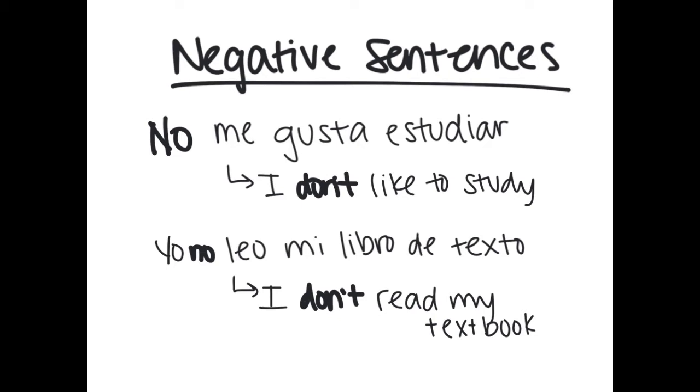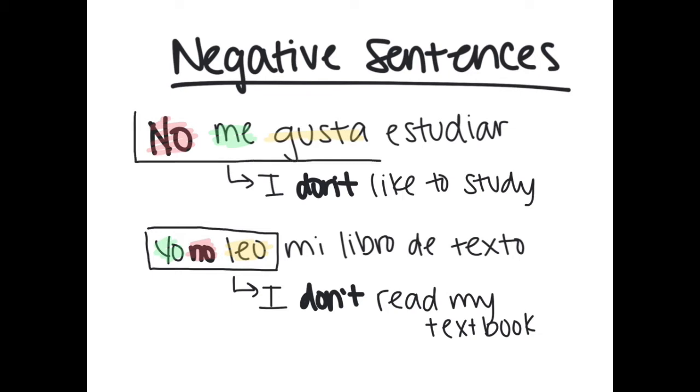So you have to notice how in both of these sentences, we have, here's our verb, gusta, and leo, our conjugated verbs. And then our subject is yo, and in this case it's me. And our no, to make the sentence negative, goes in front of the verb in both cases. Now for this one here, the yo no leo, this is going to be the formula that you want to use for most of your sentences. For gustar, you want to use this formula of the no me gusta. So these are the two orders that you guys need to keep in mind when you're making sentences negative.